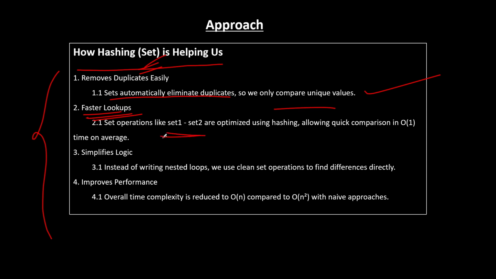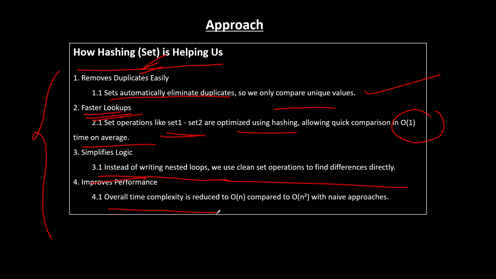Set operations are optimized using hashing, which is done in O(1) complexity on average. It simplifies the logic instead of writing nested loops. Clean set operations find the difference directly. It improves performance: overall time complexity is reduced to O(n) rather than O(n squared) with naive approaches. If we had used naive approaches like going through the array twice, thrice, or using multiple loops to make the elements unique and then taking the difference between both arrays, it would be slower.